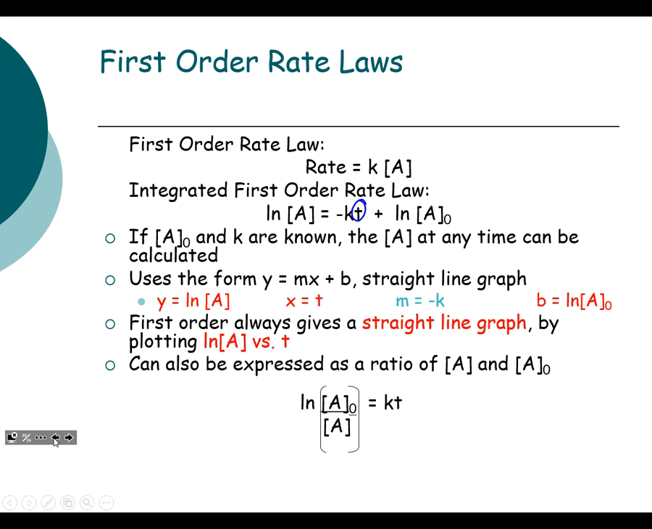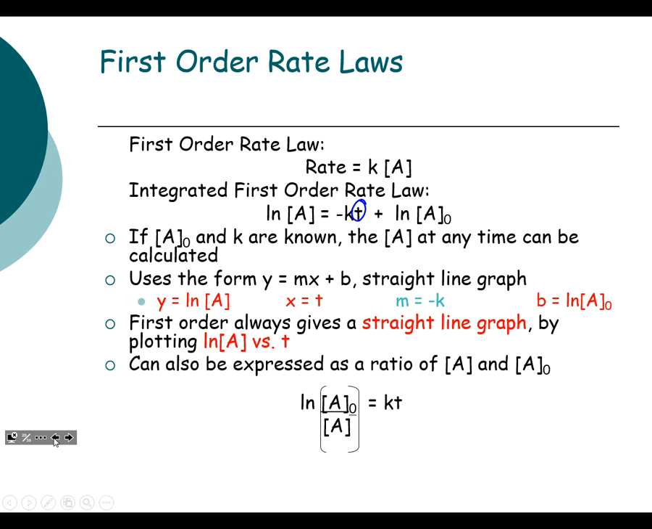Our y-intercept is the natural log of concentration of A. Our x-intercept is our time. Sorry, I did that wrong. I'm having spring break brain. What we're going to graph along the y is our natural log of concentration of A. Along our x, we're going to graph our time. Our slope is going to be equal to the negative rate constant. And b, our y-intercept, is going to be the natural log of A at time 0.